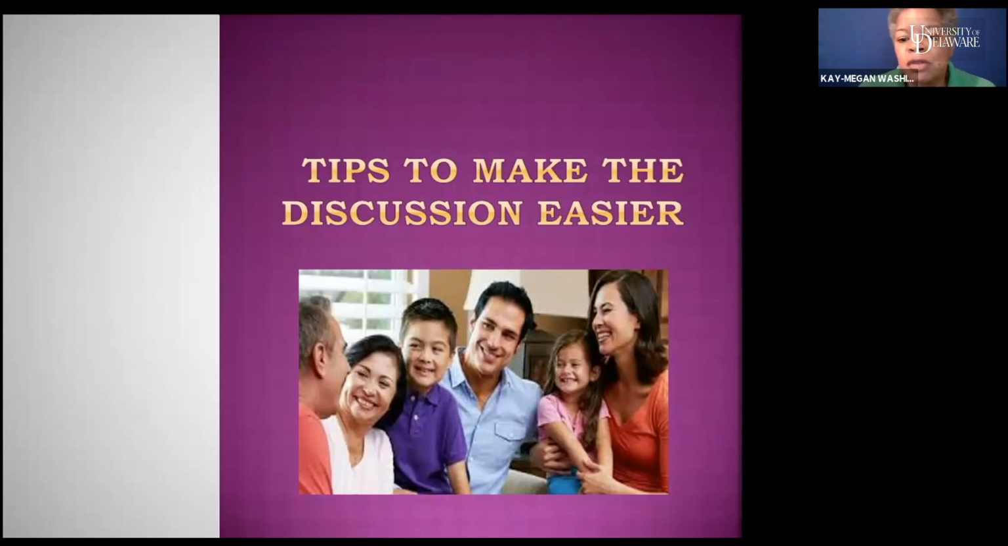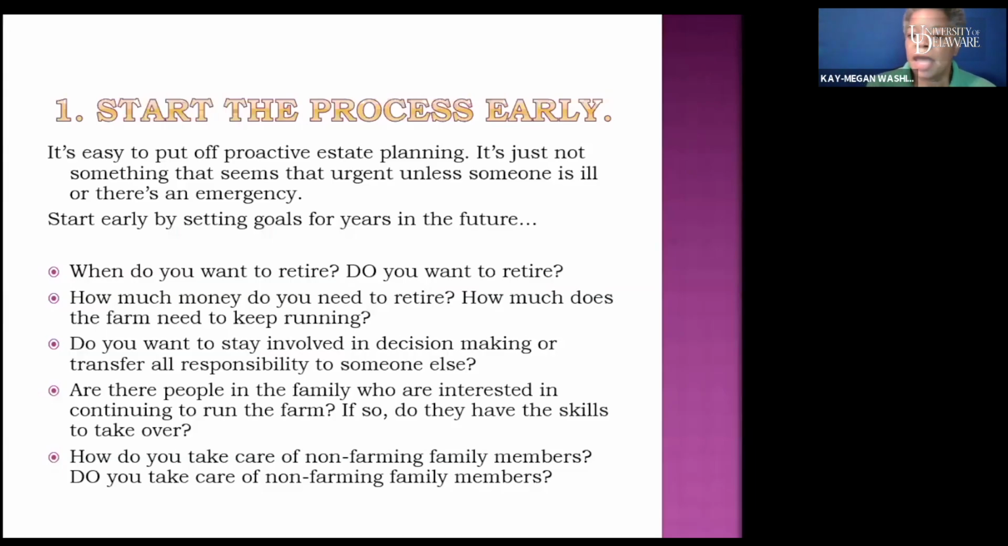But I'm just sort of giving you some ideas on ways to deal with this as you talk to your families. So, some tips to make this discussion a little easier. It's never going to be real easy, but easier. As Lori said, start the process early. It's really easy to put these things off. It's not something that seems urgent until somebody's ill or there's an emergency. So start by setting goals for years in the future.